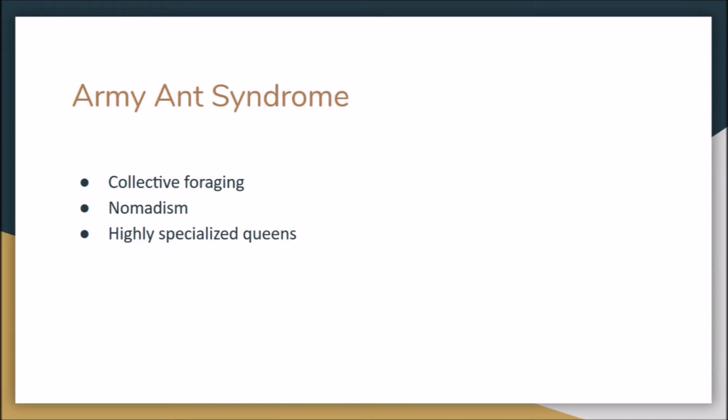Army ants act in a way that is described as army ant syndrome. The 3 things that make up army ant syndrome are collective foraging, nomadism, and highly specialized queens. Collective foraging is essentially, normally ants will send 1 or 2 scouts to find food resources and then later come back to the colony to ask for help. However, army ants will send out a huge group of foragers to detect and then overwhelm their prey at once.